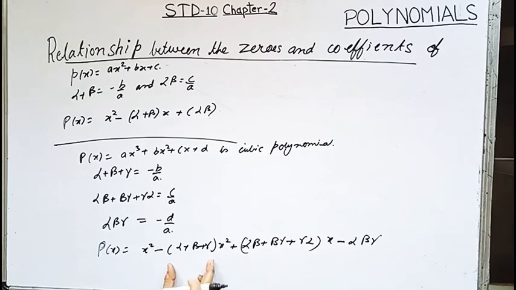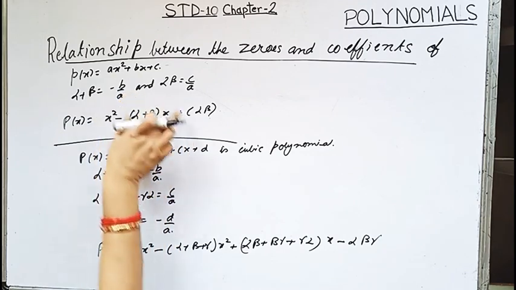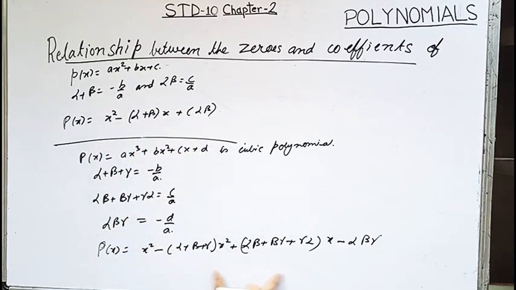Over here the sum of the zeros is minus b by a, so minus the sum; the sum of the product of the zeros taken 2 at a time is c by a, so plus; and the product of the zeros is minus d by a, so minus over here. So remember the quadratic polynomial whose zeros are alpha and beta as such, and the cubic polynomial whose zeros are alpha, beta, gamma as such. Now let us do a few sums.